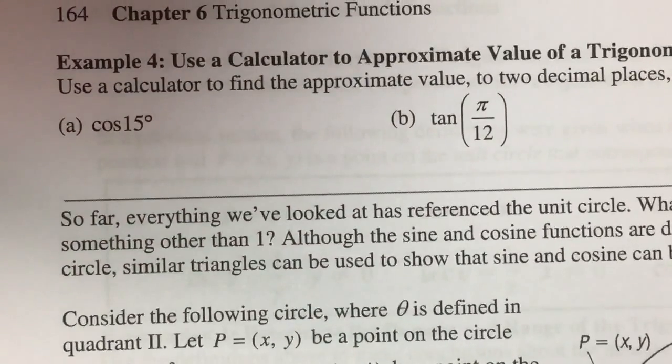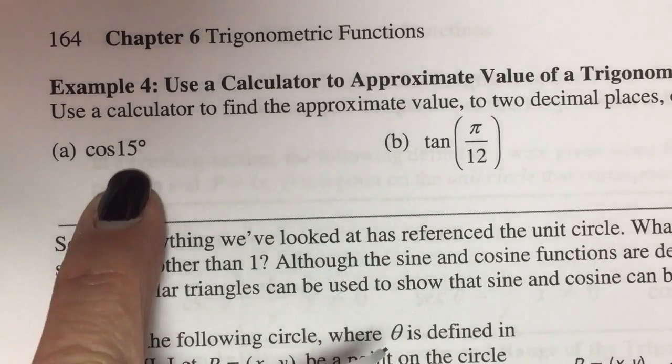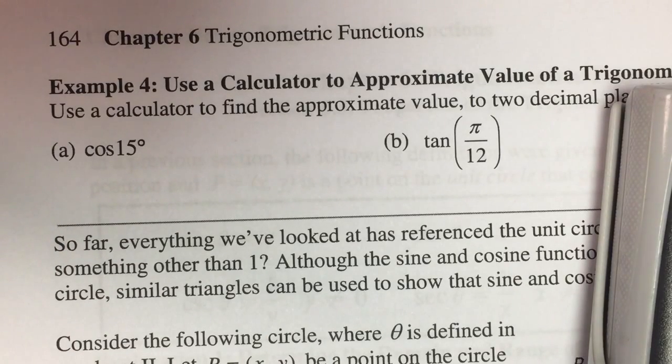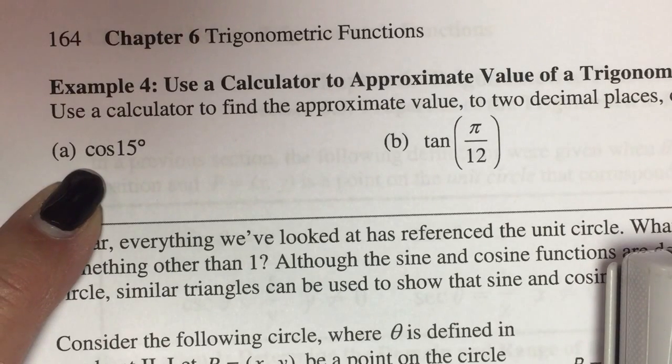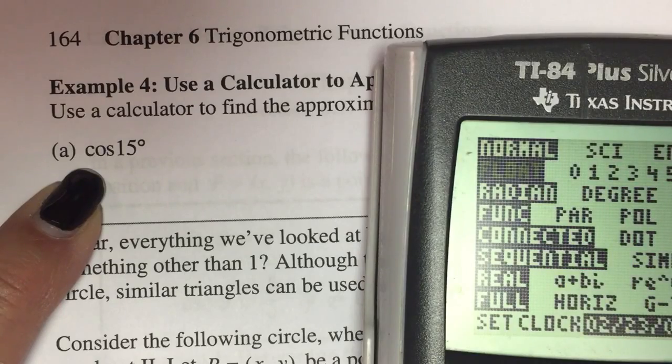Oops, I almost lost example 4 up here. Okay, so example 4, they want you to use the calculator because, of course, 15 degrees is not on your unit circle. So if I'm going to do that, to find the cosine of 15, make sure your mode is in degrees.